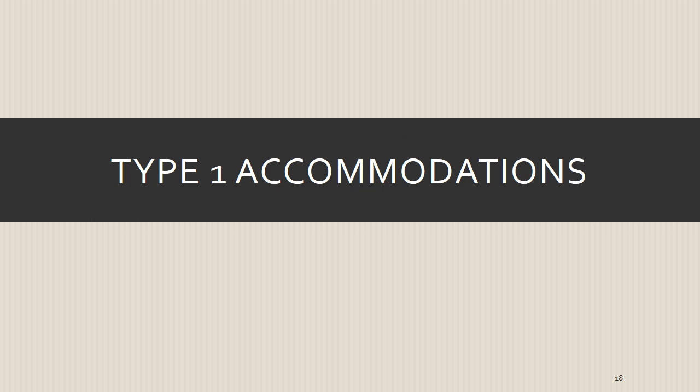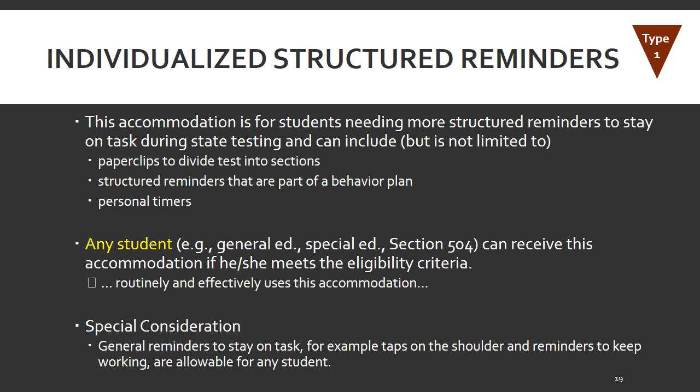Type 1 accommodations. Individualized structured reminders. This accommodation is for students needing more structured reminders to stay on task during state testing and can include, but is not limited to, paper clips to divide tests into sections, structured reminders that are part of a behavior plan, personal timers. Any student can receive this accommodation if he or she meets the eligibility criteria. Special consideration: general reminders to stay on task, for example, taps on the shoulder and reminders to keep working, are allowable for any student.